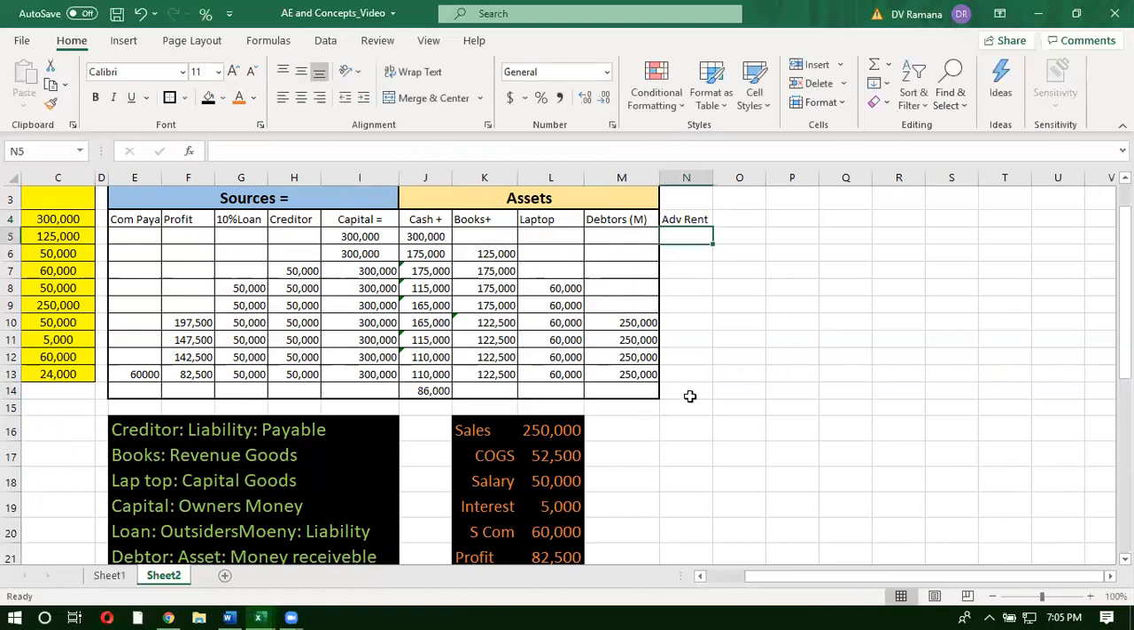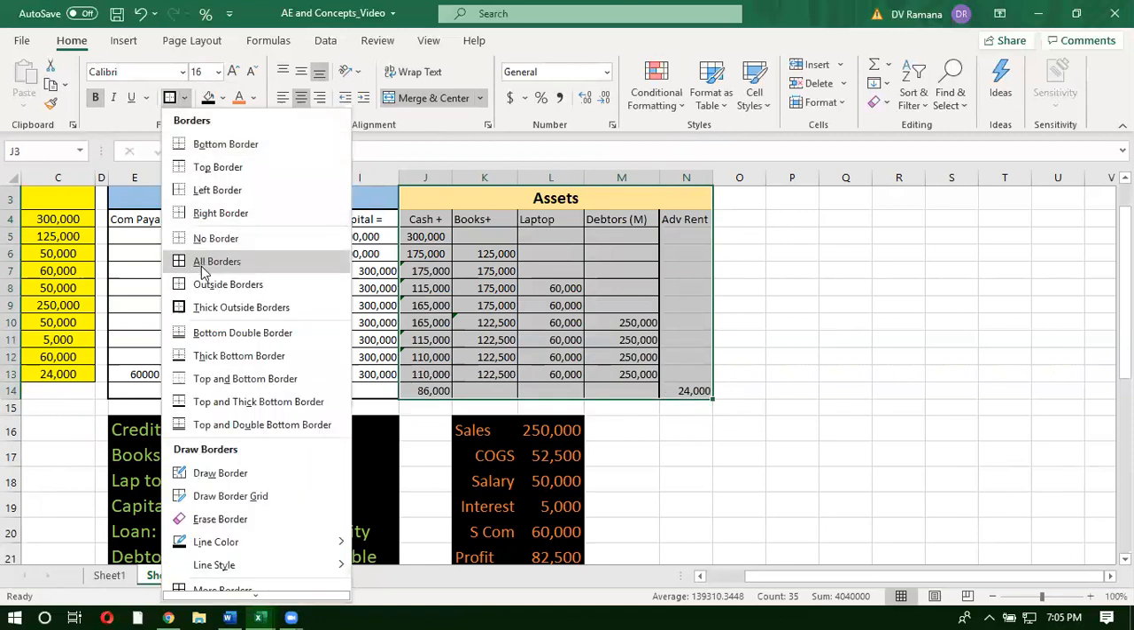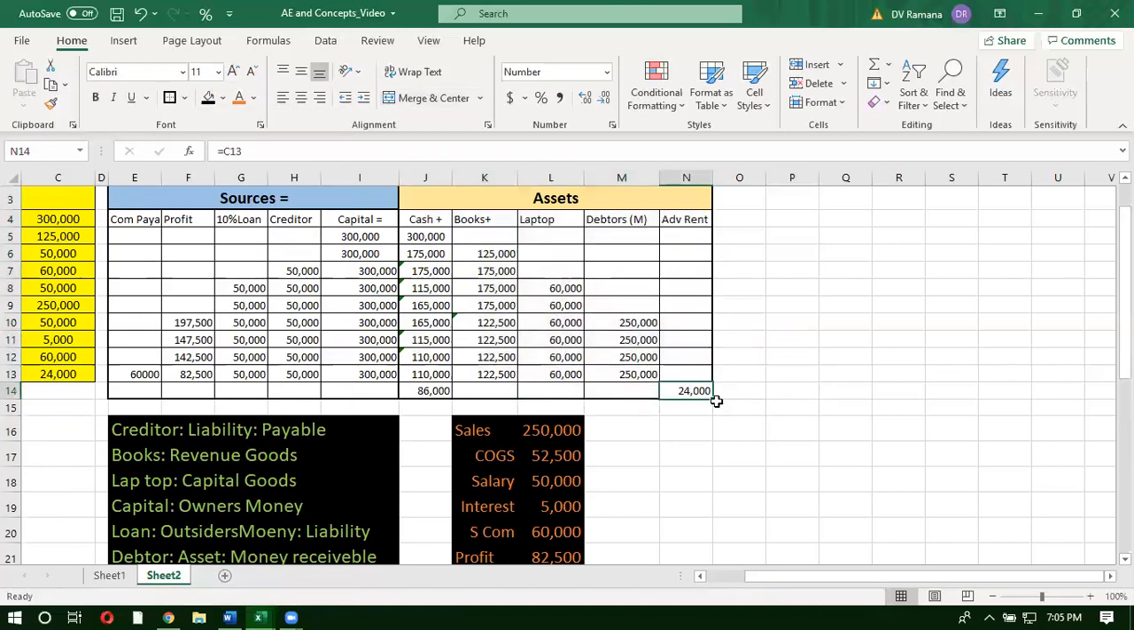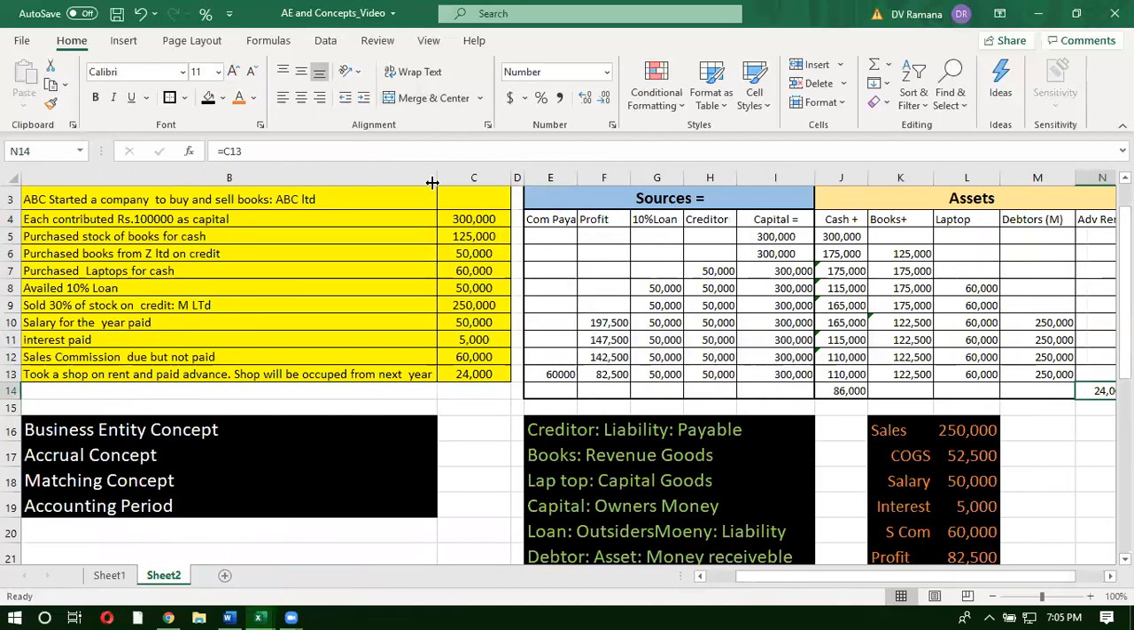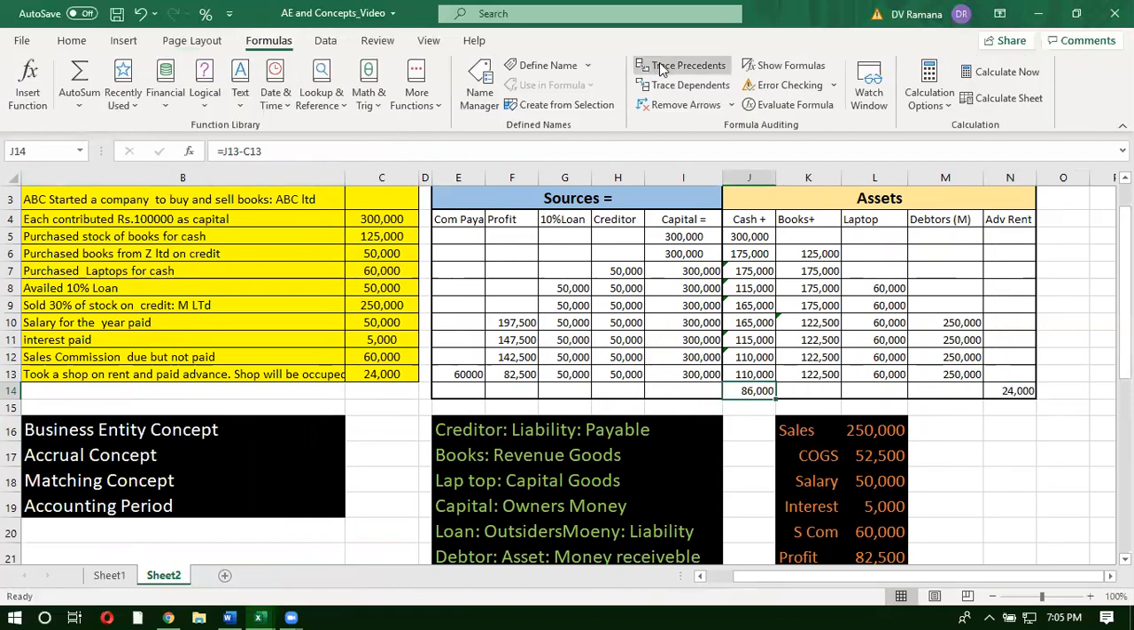The company paid advance rent of 24,000. You may ask, how is advance rent an asset? It is an asset because it has the ability to give a benefit to the company, and that benefit is to use that shop or building for which the company has paid money. So what happened in this transaction? The cash has come down and an asset has been shown, which is advance rent.